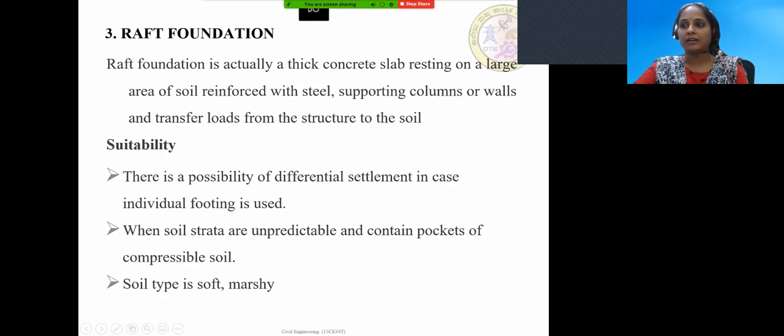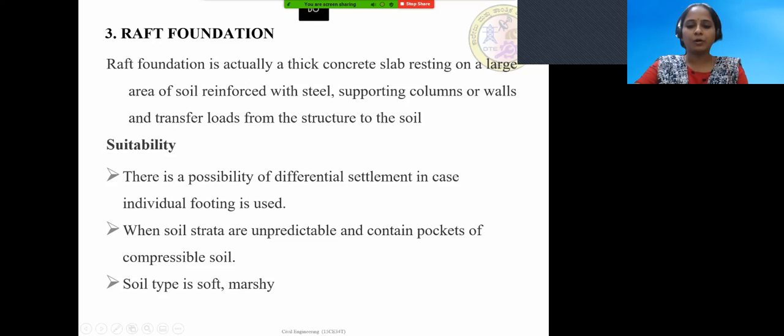That's why the raft foundation is also called a mat foundation. It means the mat is spread around this site. It looks like a mat is spread around the excavated site. That's why it's also called a raft foundation. Again, when the soil is soft and marshy, at that time also we'll prefer this raft foundation.